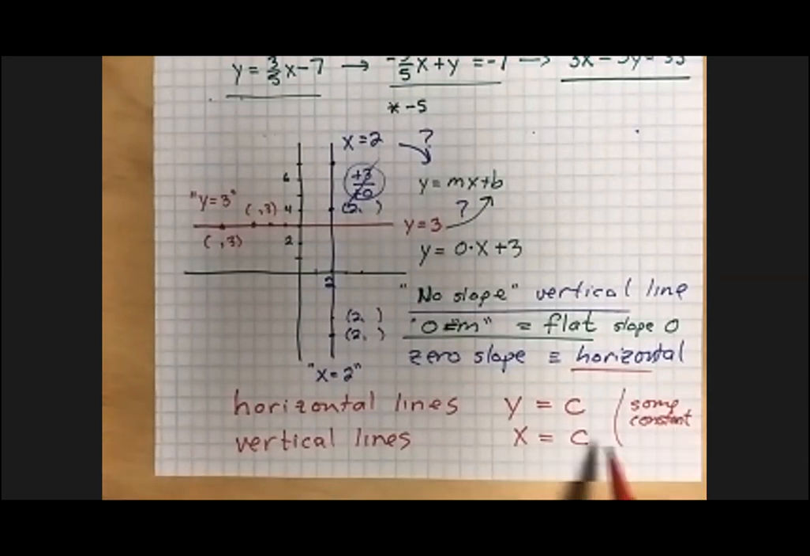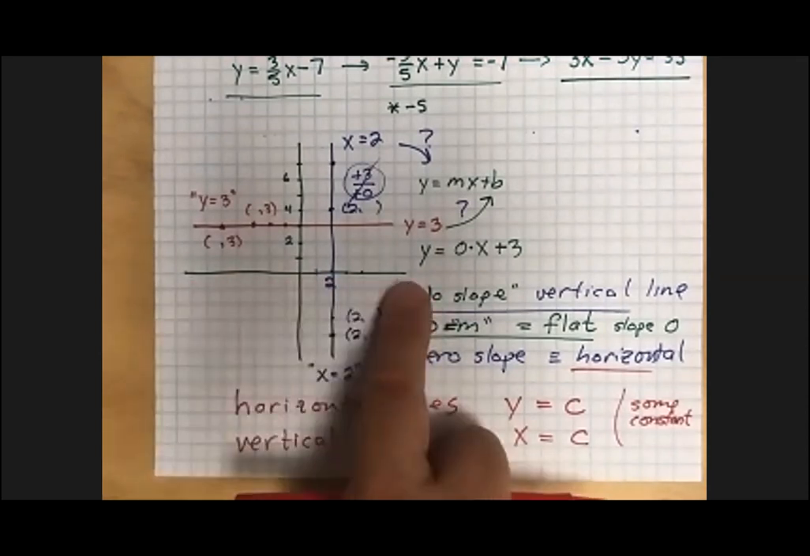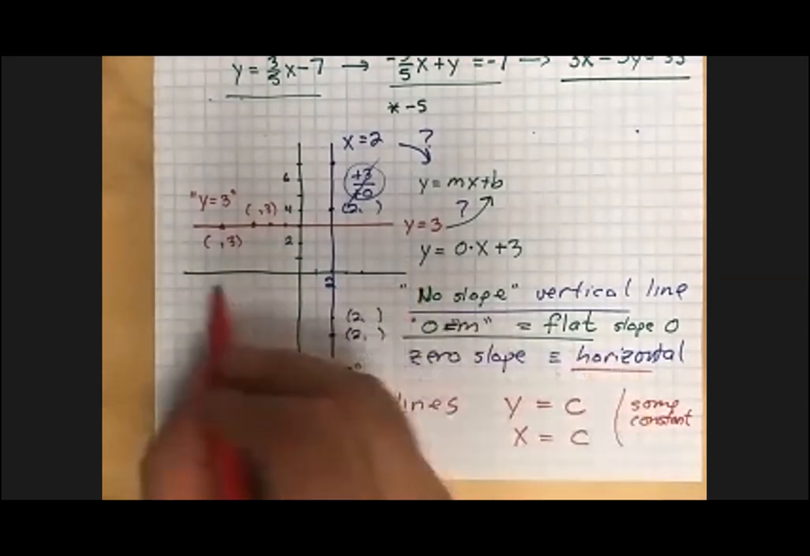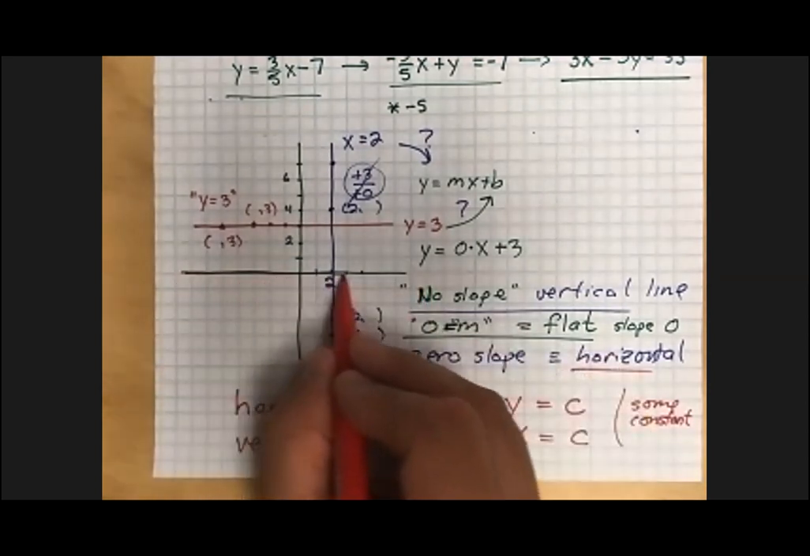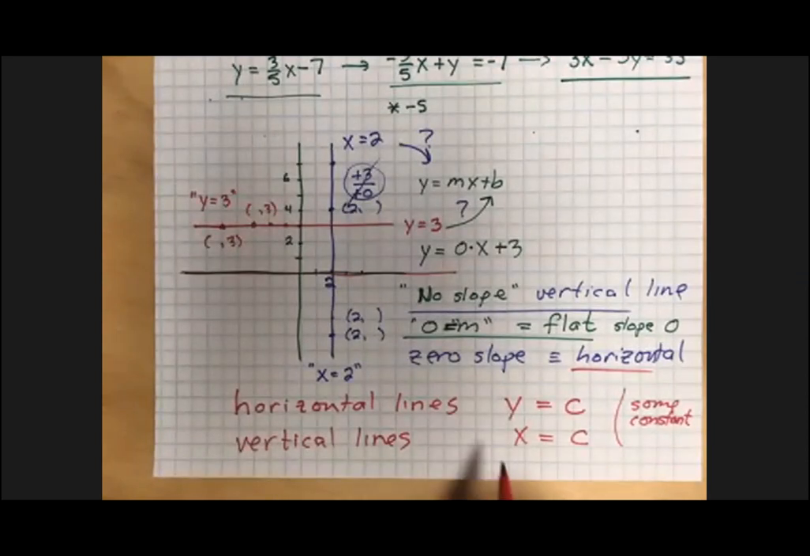Okay, got it. The only trouble is sometimes people think horizontal means x-axis. Well, the horizontal axis is the x-axis. But the x-axis is the place where all the y's are 0. So horizontal line means y equals constant. Vertical line means x equals constant. Do not mix those up.